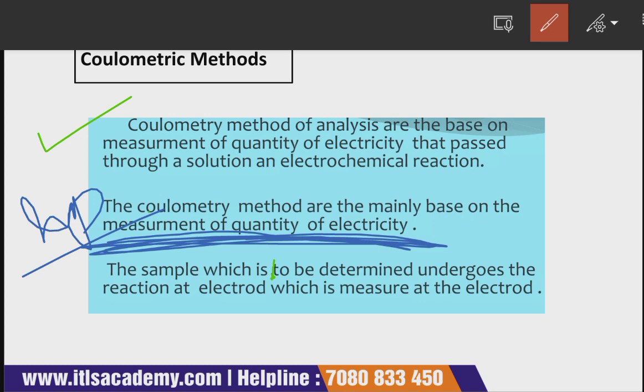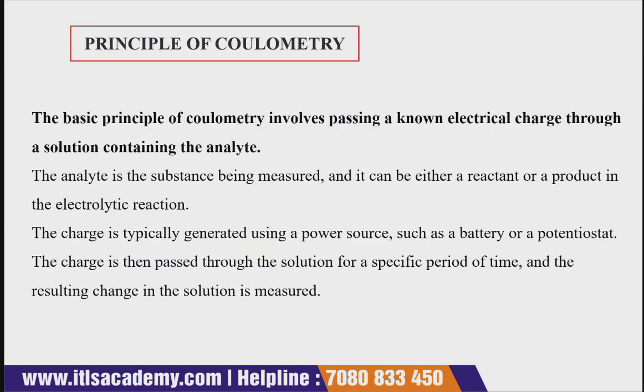Okay, so you can also say that it is used in electrochemistry, to determine the quantity of electricity which is needed to complete an electrolytic reaction. So when an electrolytic reaction happens, to measure how much electricity is consumed, the coulometry method is used. Okay, so the sample which is to be determined undergoes a reaction at the electrode, which is measured at the electrode. Okay, now let's see the principle part.